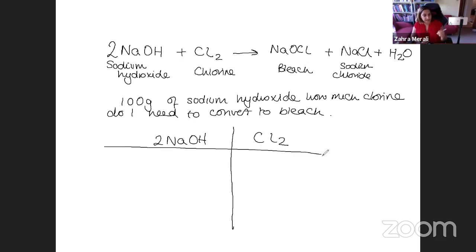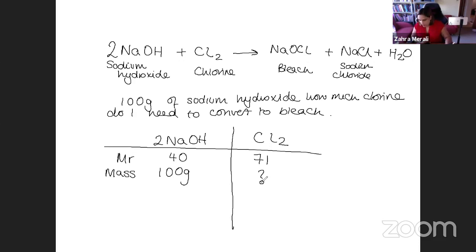Step 1, my MR. So MR of sodium hydroxide. So sodium plus oxygen plus hydrogen: sodium is 23, oxygen is 16, hydrogen is 1. Add them up, we get 40. Chlorine, 35.5 times 2 gives me 71. What are the masses? Well, I know I have 100 grams of this. This is my question mark. I don't know this one.